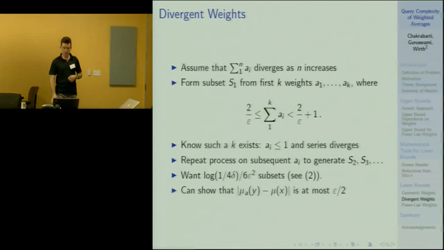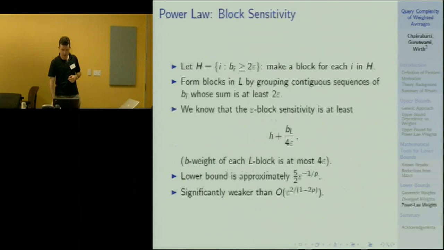Now the thing that was a bit more interesting is what do you do in the power law case? So we thought, okay, well, let's start with using block sensitivity, which is my first thought. And so you group together contiguous sequences. So you start with the fact that some of the weights are just really big, at least 2 epsilon. So you treat those as a block by themselves. Then afterwards you form contiguous blocks of weights that add up to at least 2 epsilon.